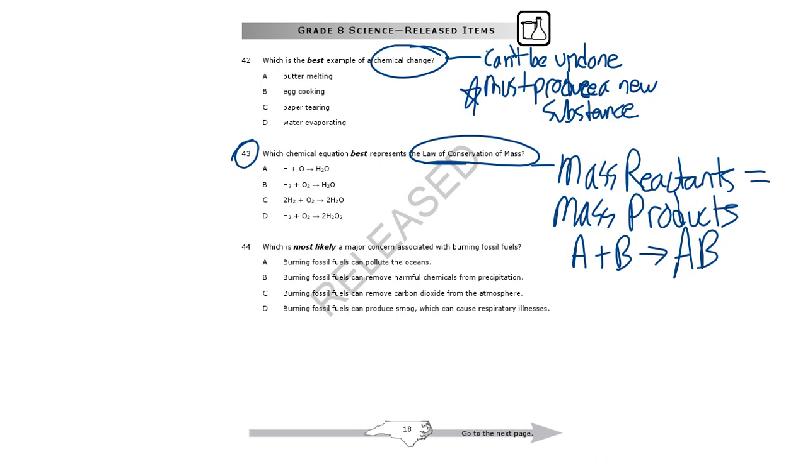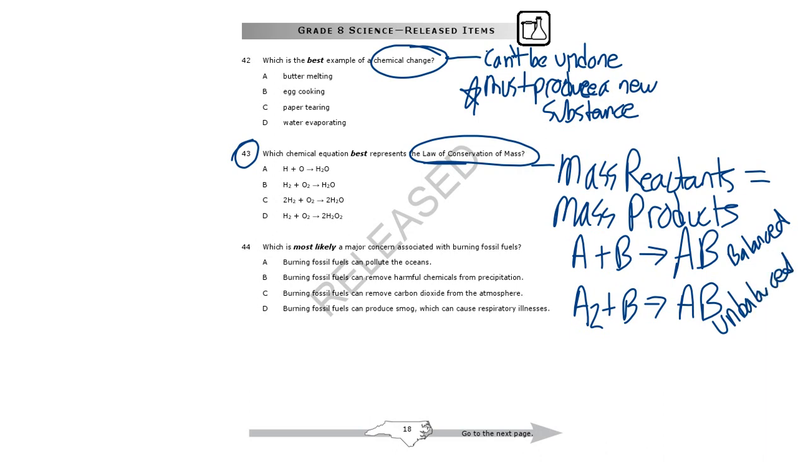I have one A on both sides. I have one B on both sides. Okay? If I have A2 plus B produces AB, that is not balanced. I've got two A's on the reactant side, and I've got one A on the other side. So the number of atoms don't match up. The masses don't match up. So this is what we call balanced, and this is what we call unbalanced.